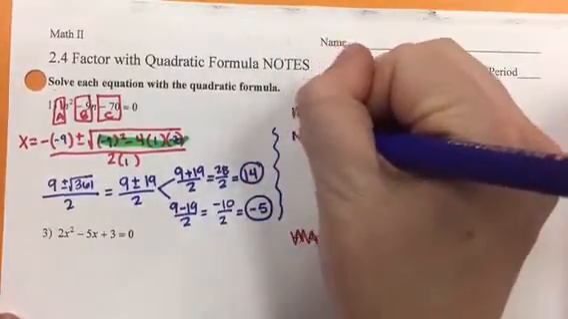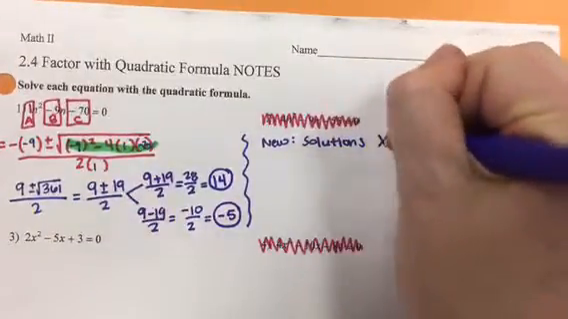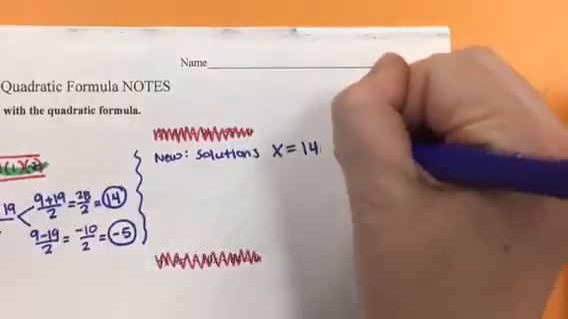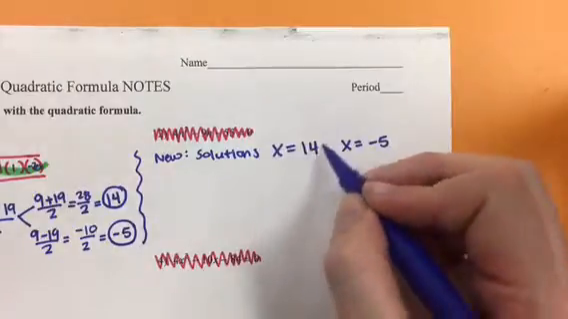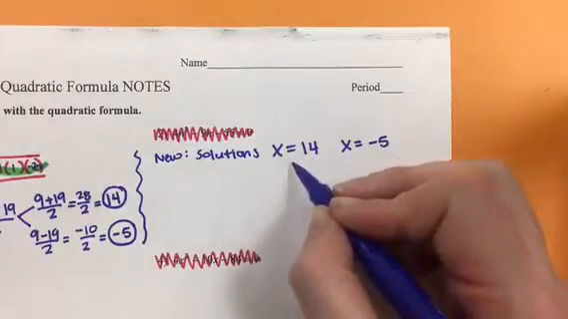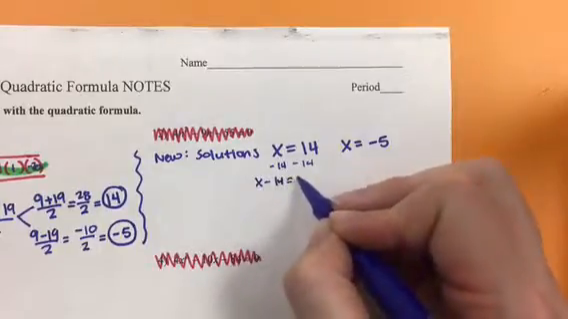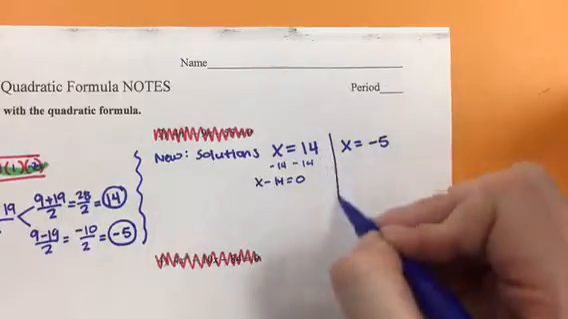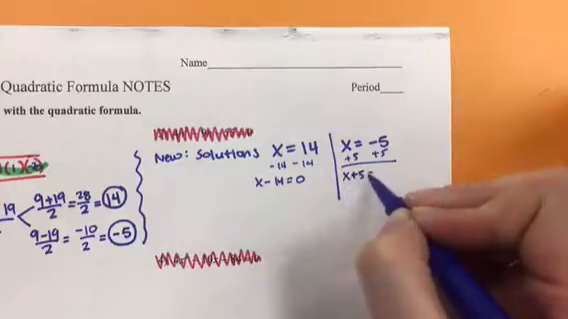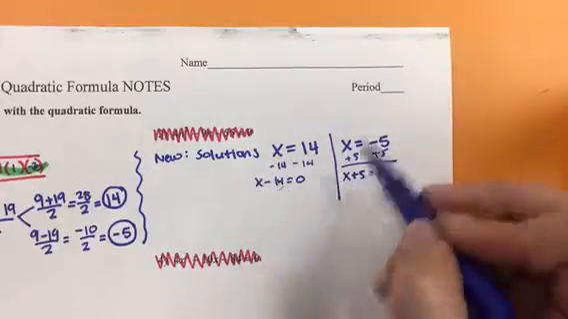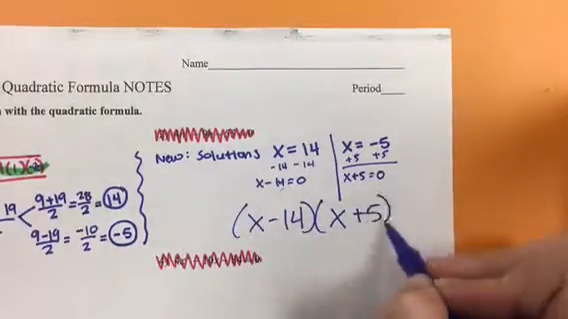So the new step that we're doing is we are taking the solutions, x equals 14 and x equals negative 5, and we're going to factor them. So in order to factor, I need to move the 14 over with the x. So I'd have to subtract it from both sides. We'd have x minus 14 equals 0. And then to move the 5 over, I would have to add it to both sides. So we get x plus 5 equals 0. These two are your factors, x minus 14 and x plus 5.